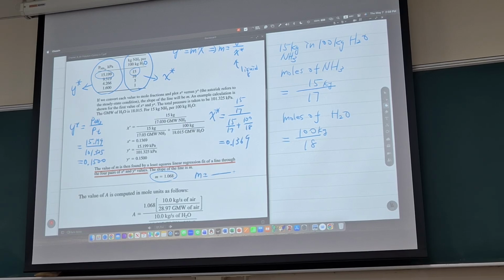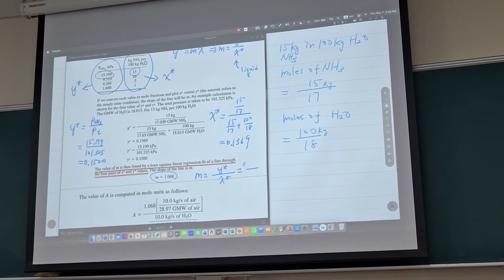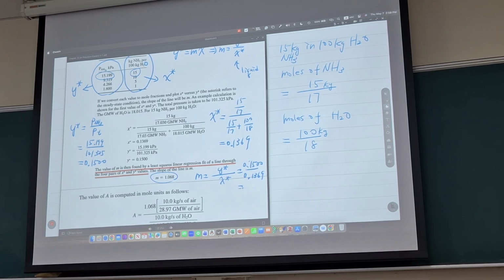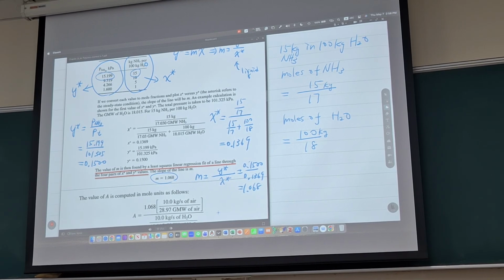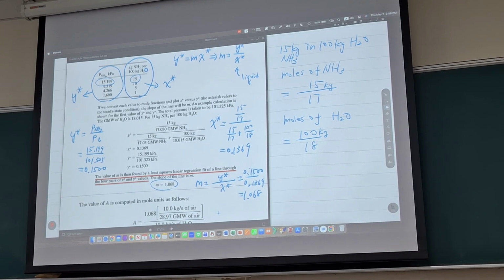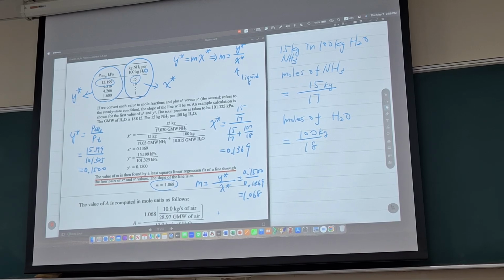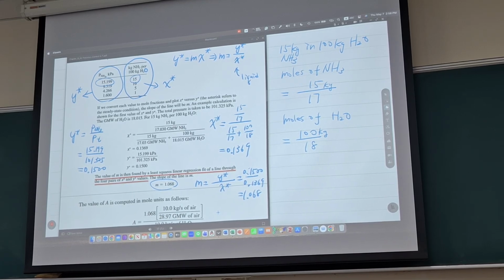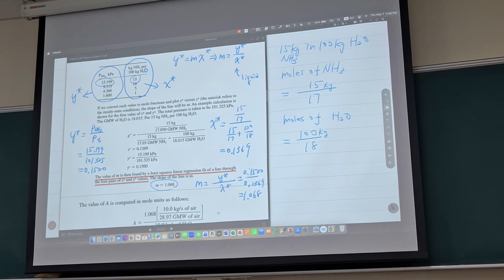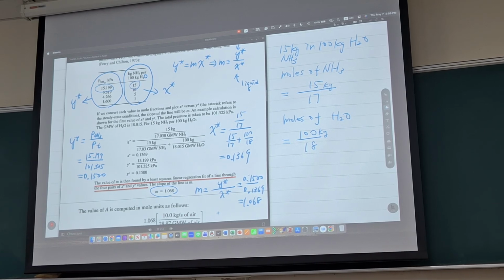So m equals y star over x star. So equals 0.1500 over 0.1369. So equals 1.068. Please write this one down. Everyone okay?